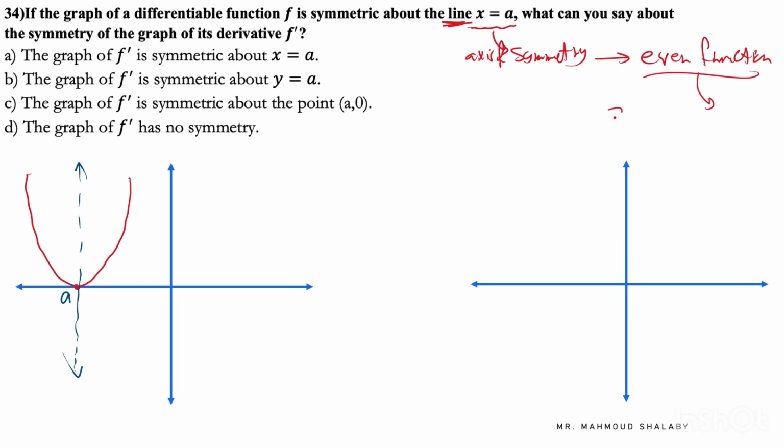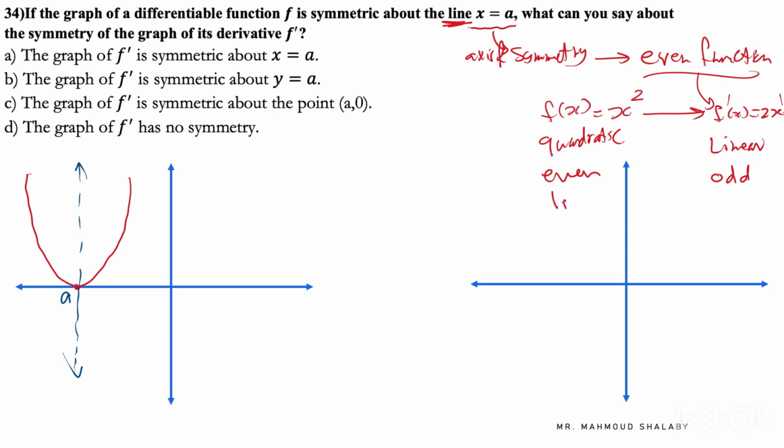function, let's say, for example, if it's x to the power of 2, what will be the derivative for this one? If f of x equals x squared, f prime of x will be 2x. Remember, if this is a quadratic, the derivative will be to the power of 1, which means linear. If this is quadratic, it will be a linear graph. So in this case, if it's even and I differentiate, it will be odd. If it's symmetric about a line, it will be symmetric about a point.